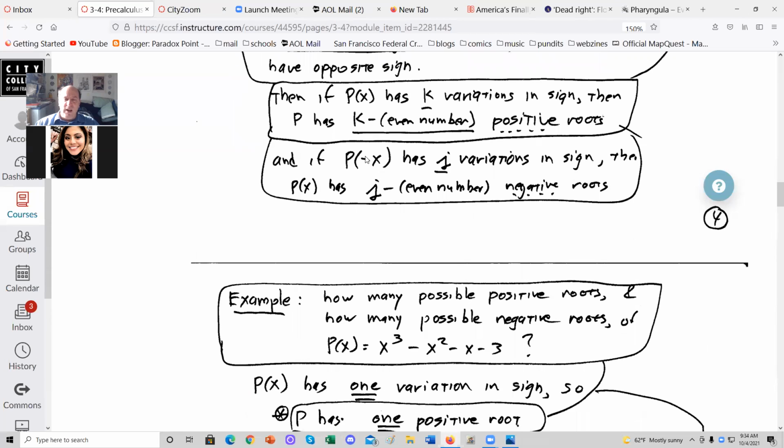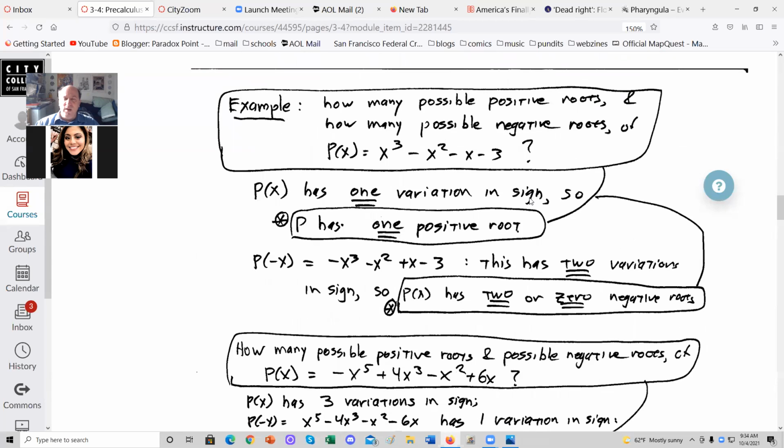And if you look at p of -x, which basically flips the sign of every odd power, and if it has j variations of sign, then p of x has j minus an even number of negative roots. For example, let's consider x cubed minus x squared minus x minus 3. If you look at it, it has one variation of sign from here to here. That's it. These are all the same sign. It has one variation of sign, so it has one and only one positive root.